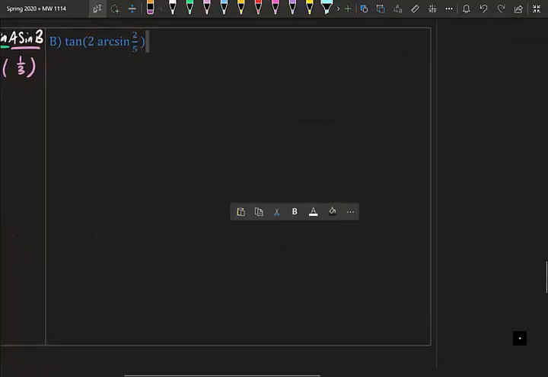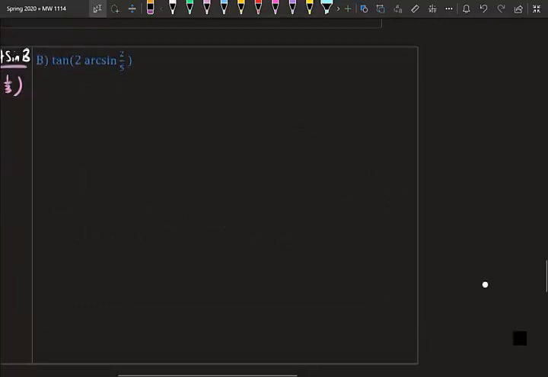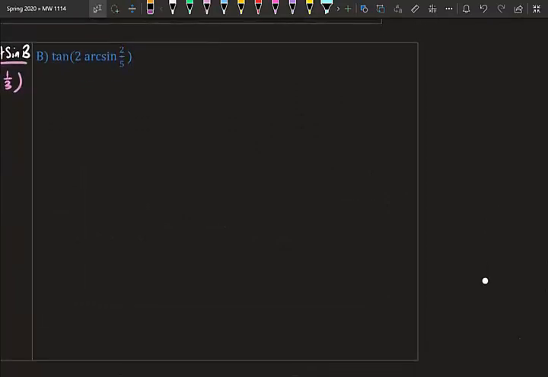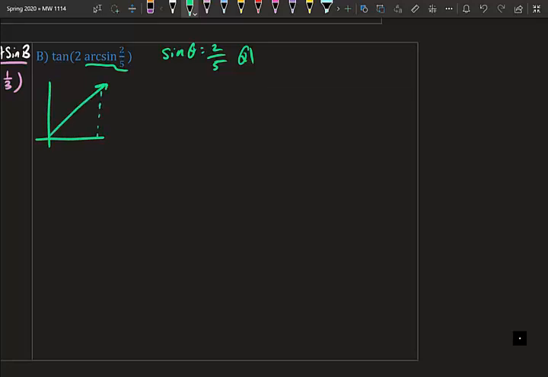Alrighty, part B. So for part B, we have our function, just our normal function, sine theta equals 2/5. Since sine is positive, we're working in quadrant 1. So the first thing we're always going to do is draw our triangle. So we're in quadrant 1. And since it's sine, we have opposite over hypotenuse. So 2, 5. To find the missing side, use your Pythagorean Theorem. It's square root of 21.